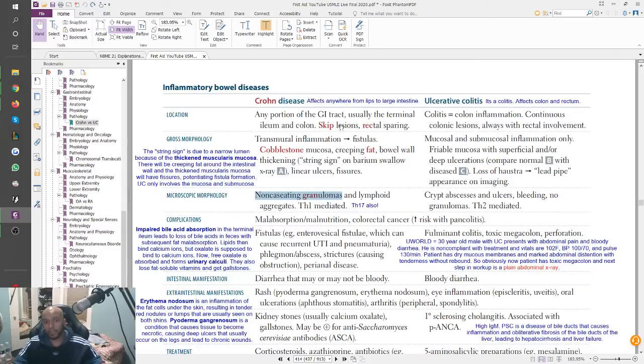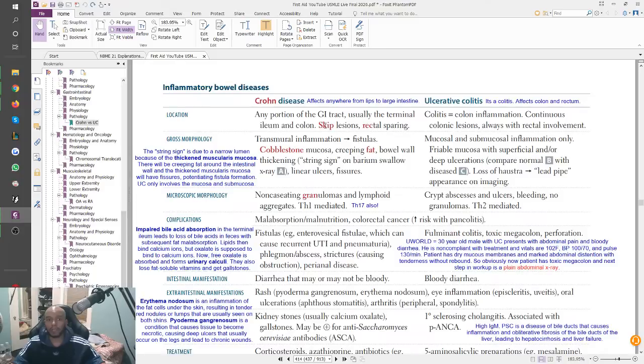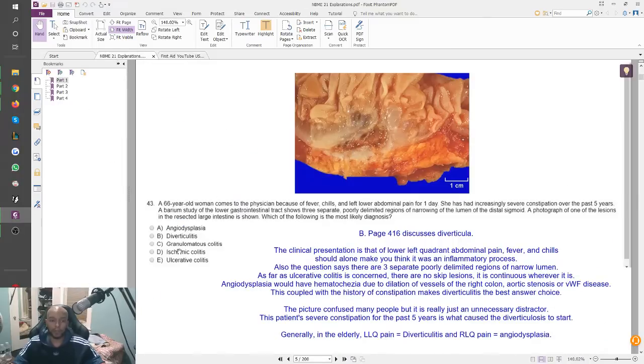And Crohn disease has skip lesions and rectal sparing. So skip lesions would be something that you would think: 3 separate, poorly delimited regions, skip lesions. But that's not what's happening. A lot of people, I'm sure, must have fallen for granulomatous colitis, because you would think this is a granulomatous thing, and you would think of the skip lesions, and this is 3 separate delimited regions. But that's not what's happening here. A person with Crohn disease does not simply have left lower abdominal pain, fever, chills, constipation.